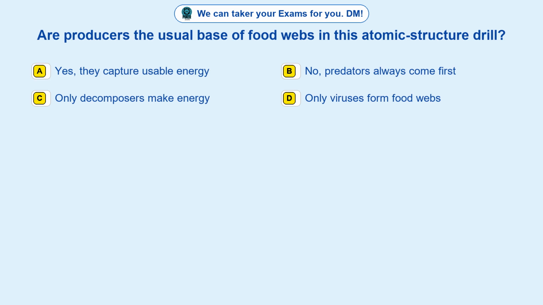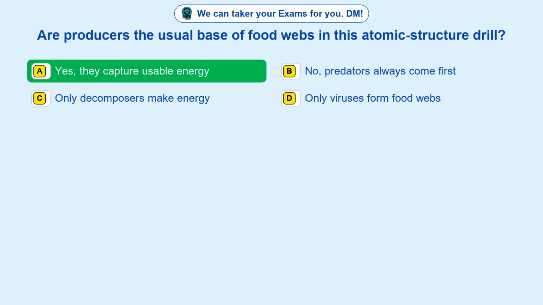Question 17. Are producers the usual base of food webs in this atomic structure drill? Option A. Yes, they capture usable energy. Option B. No, predators always come first. Option C. Only decomposers make energy. Option D. Only viruses form food webs.